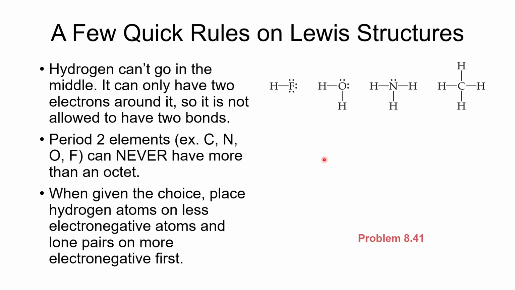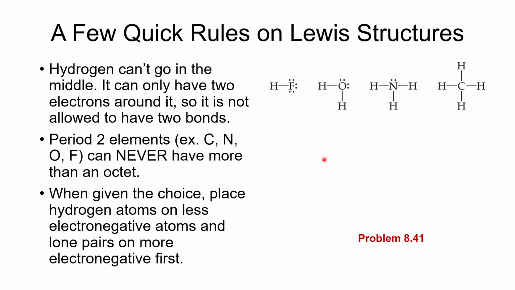All right, our period 2 elements like carbon, nitrogen, oxygen, fluorine, they can never have more than an octet, absolutely positively. Now, that means there's some things that can have more than an octet. We'll get to those exceptions a little bit later. But carbon, nitrogen, oxygen, and fluorine, they can never have more than an octet. And then when given the choice, if you're not sure where to put the atoms, put your hydrogen atoms on the less electronegative atoms first and put lone pairs on the more electronegative atoms first. I'll show you those examples in a bit.